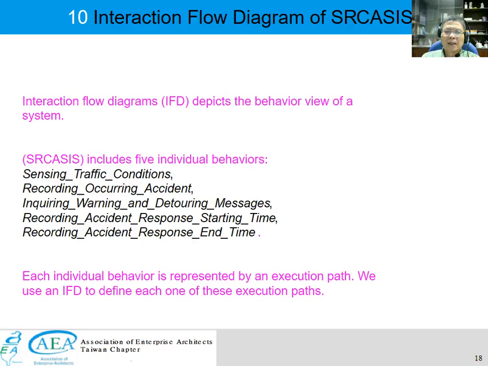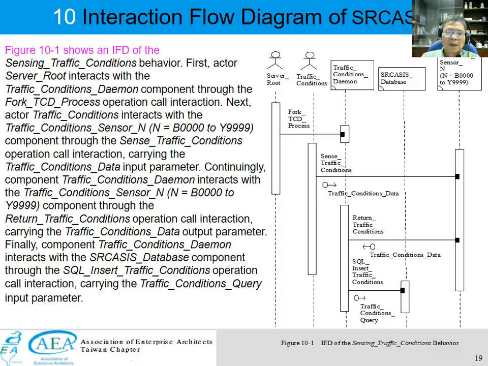Chapter 10. Interaction flow diagram of smart road IoT system. Interaction flow diagram (IFD) depicts the behavior view of a system. Smart road IoT system includes 5 individual behaviors. Figure 10-1 shows an IFD of the sensing traffic condition. In this IFD, we use totally 4 interactions.